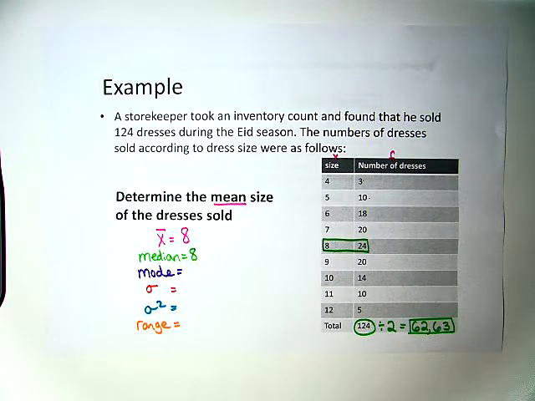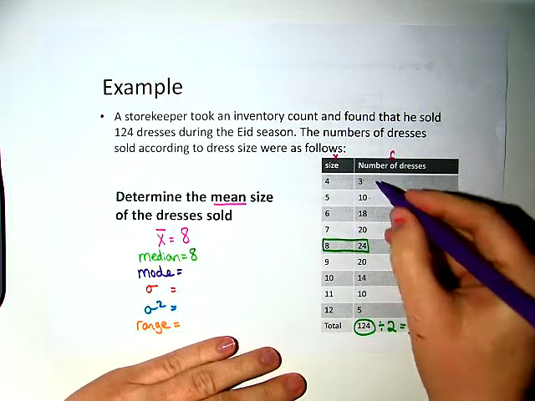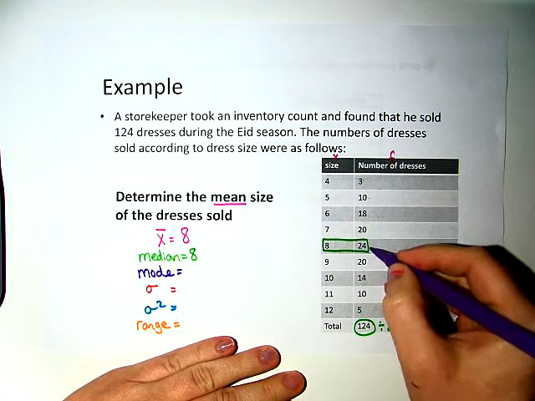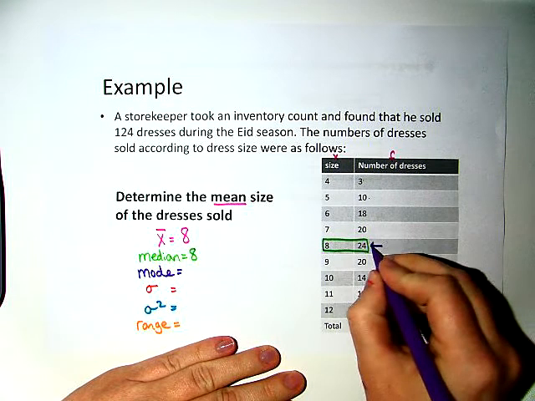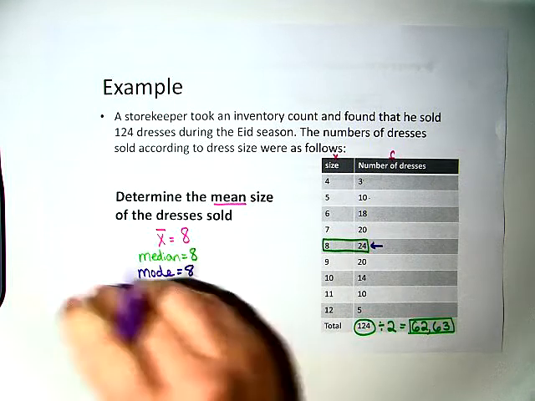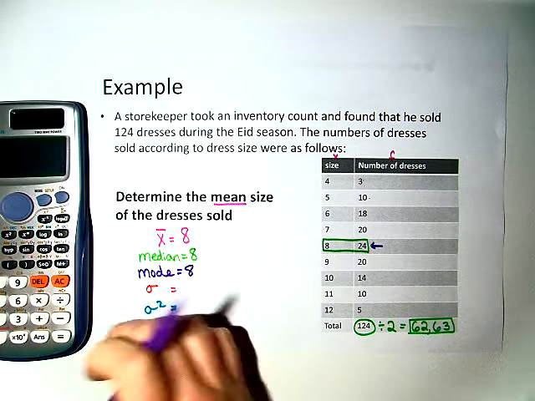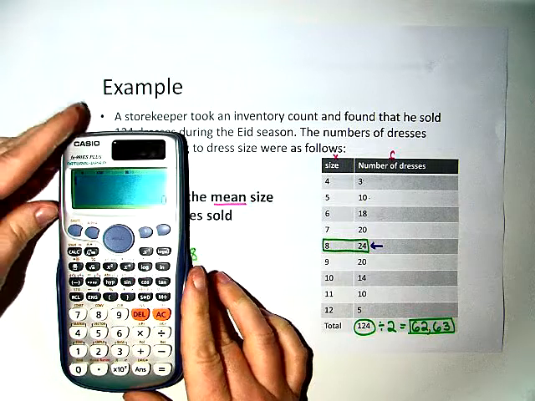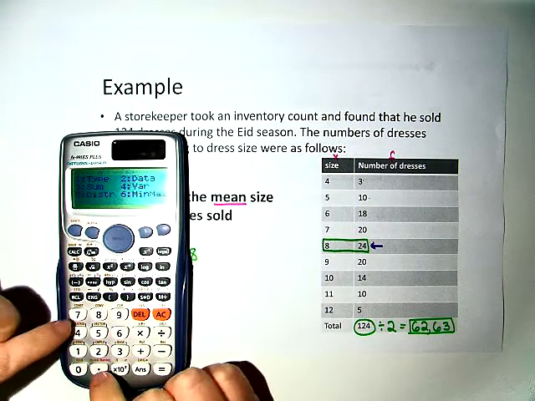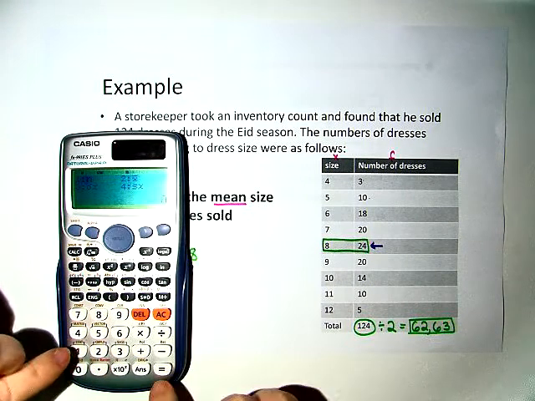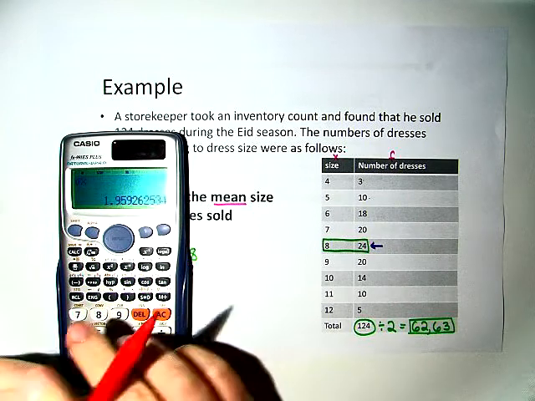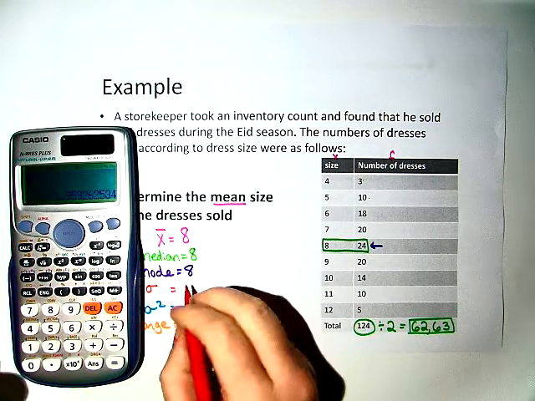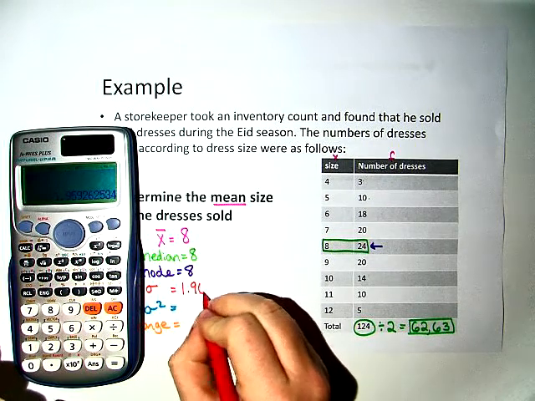Now the mode is the most frequent number. And looking at this, the most frequent number is very clearly 8. Now, the standard deviation. Once again, we're going to have our calculator do it. Shift, stat, variation, and we're going to do standard deviation. The standard deviation in dresses was 1.96.